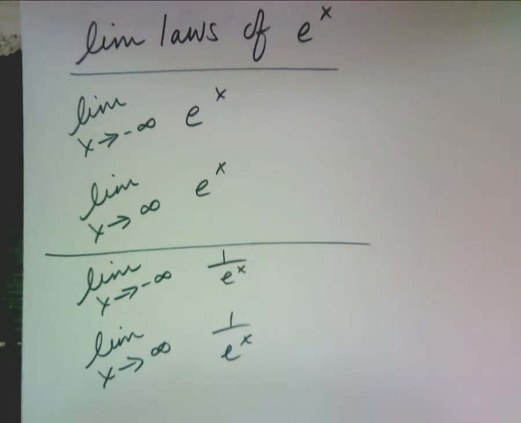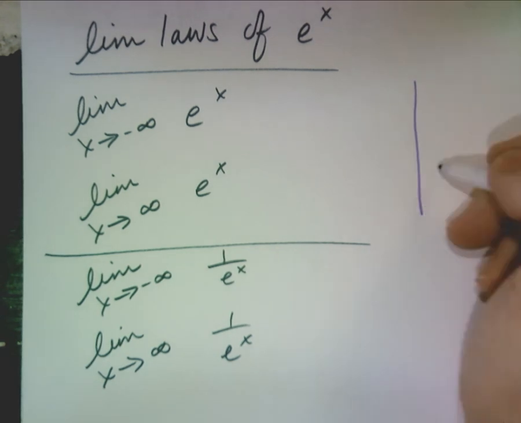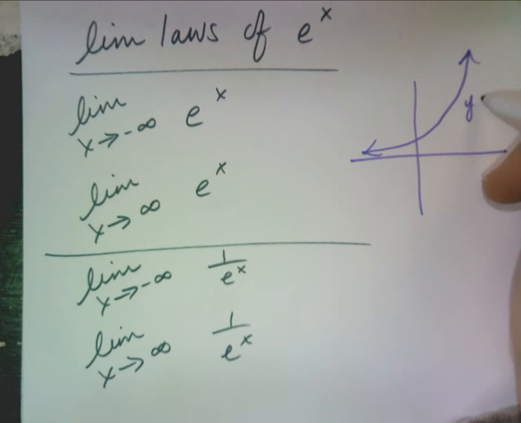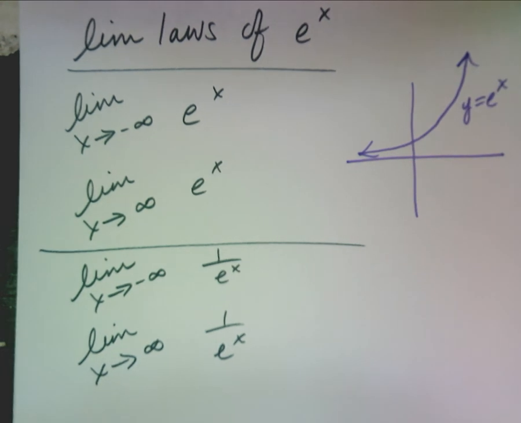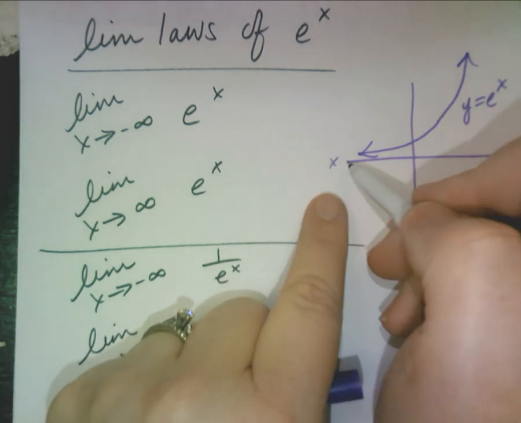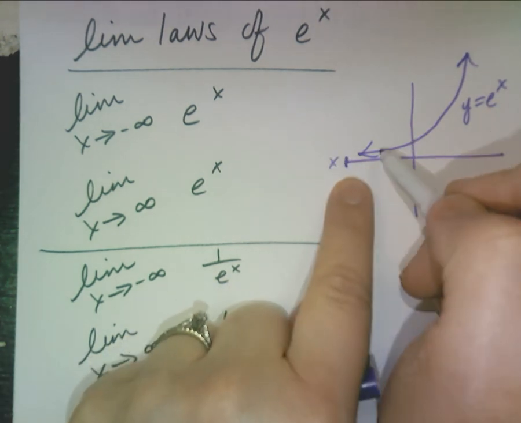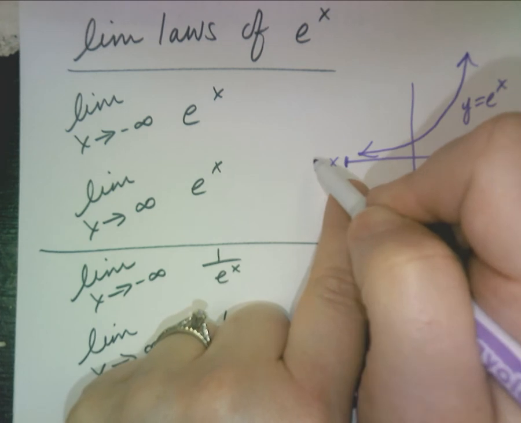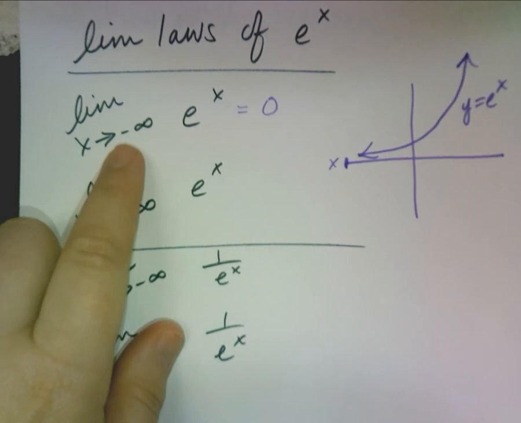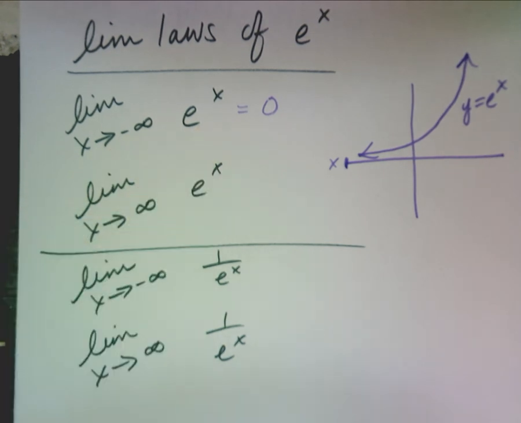Remember, limits are end behavior. We did end behavior last year. That's all it is. As x gets more and more bigger, what are my y values going toward? As x gets more and more smaller, what are my y values going toward? So let's look at the picture of e to the x for those who don't remember. It looks like this. As x gets more and more largely negative, here's my x-axis, here's negative numbers, where is my end behavior headed toward? 0. The limit as x goes to negative infinity of e to the x is 0.